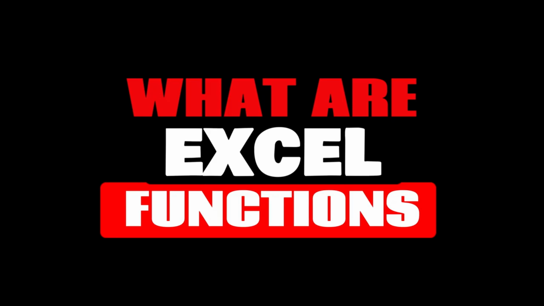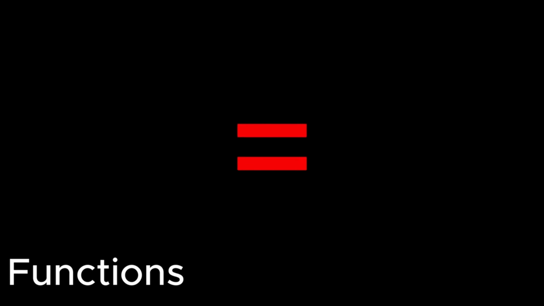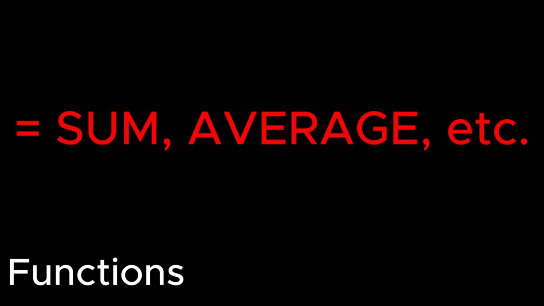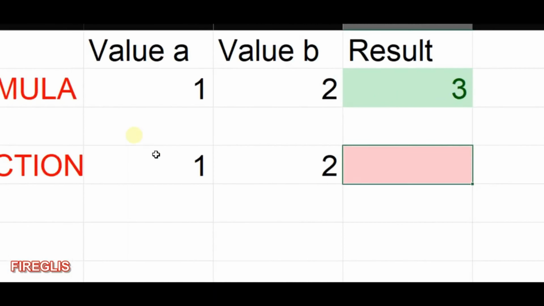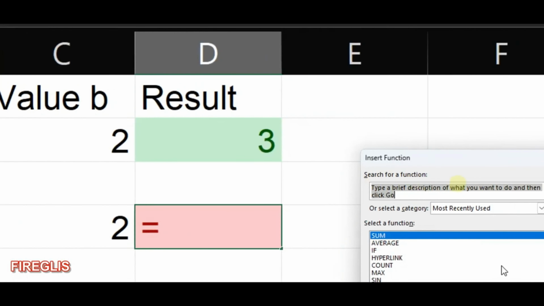Now, let's see the Excel functions. When using the Excel functions, we also need to start by using the equal sign. Then you need to type the first letters of the function that you want to use. If you don't know what function to use, you can go to the upper left side of your Excel spreadsheet and click on the FX sign.